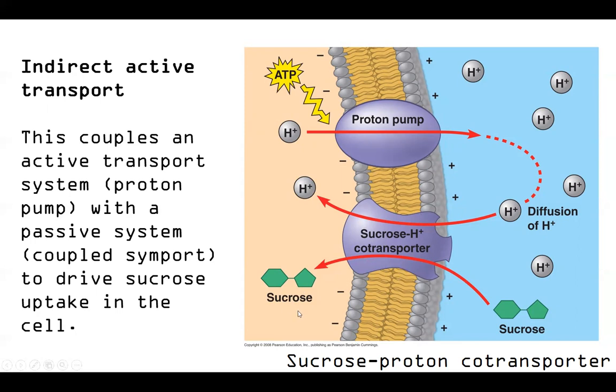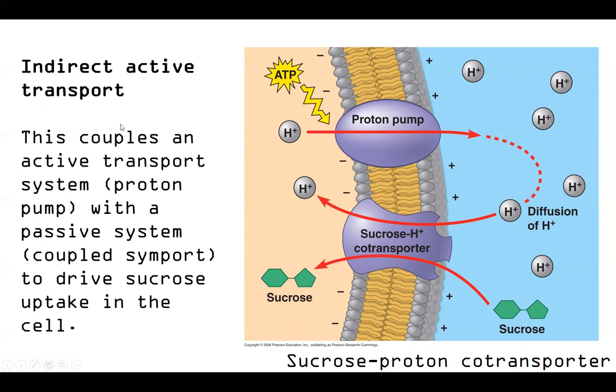So why is it set up like this? I don't know. Why not just actively transport sucrose into the cell? For whatever reason, this seems to work. It may be that this proton pump can power other types of transport mechanisms, so we only have to pump one thing. It may just be how things evolved. But the idea again is to get sucrose into the cell.